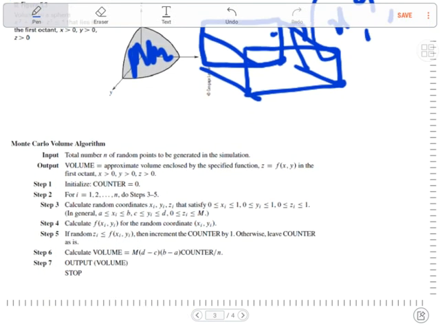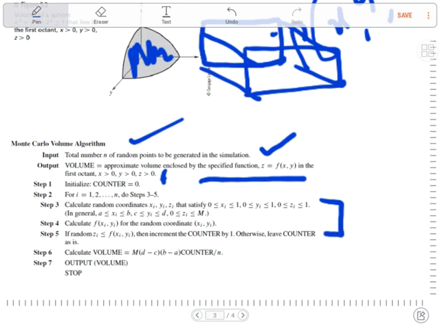So following the same procedure, we can give the Monte Carlo simulation algorithm. The total number of points is your input. The output is the volume, which is the approximate value enclosed by the specified function z equal to f(x,y) in the first octant. That means x greater than 0, y greater than 0, z greater than 0. These are the restrictions which are to be satisfied. Again we initialize the counter, and for i from 1 up to n, that means for each of the points you have chosen, you repeat the steps from 3 up to 5.